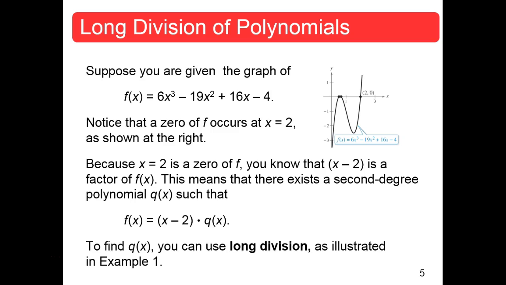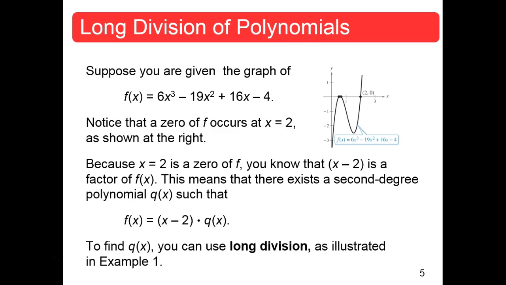That means that there must exist a second degree polynomial, because this is third, that's first. There has to be a second degree polynomial, q of x, such that f of x equals x minus 2, that's one factor, times the other. Just like we had 12 times that, those were just factors. If x minus 2 is a factor, then whatever the other polynomial is, how do you find that?